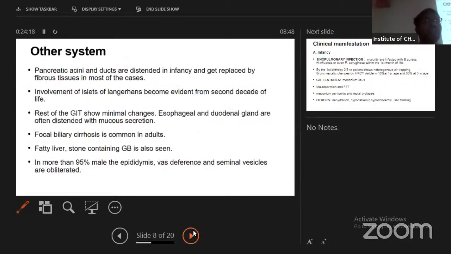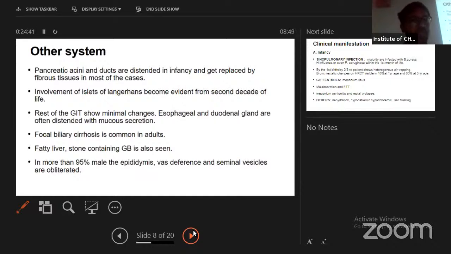In other systems, the pancreatic acini and ducts are distended in infants and get replaced by fibrous tissue in most of the cases till adulthood. The involvement of the islets of Langerhans becomes evident from the second decade of life. Rest of the GIT shows minimal changes.